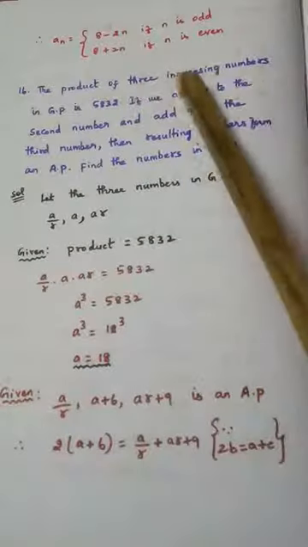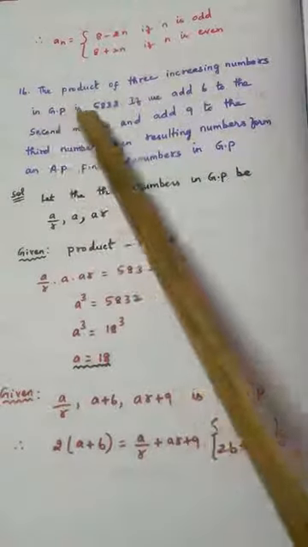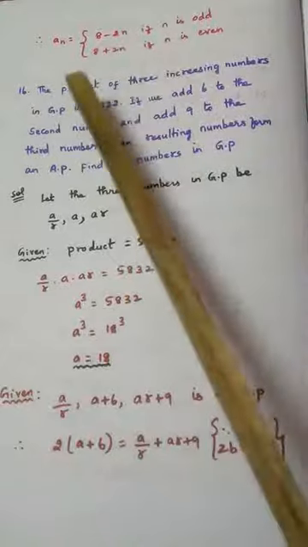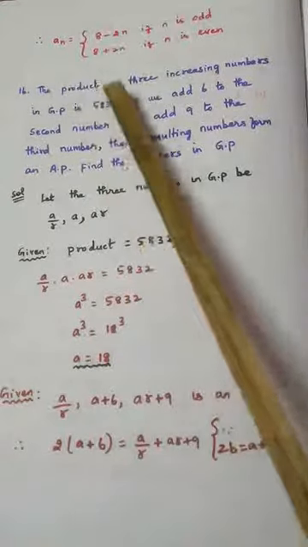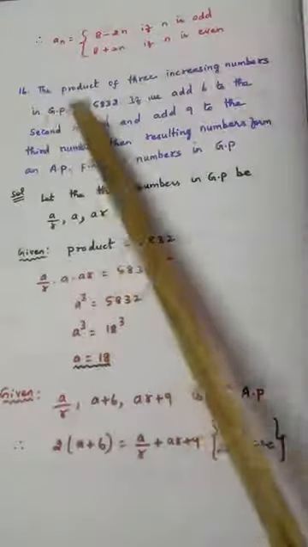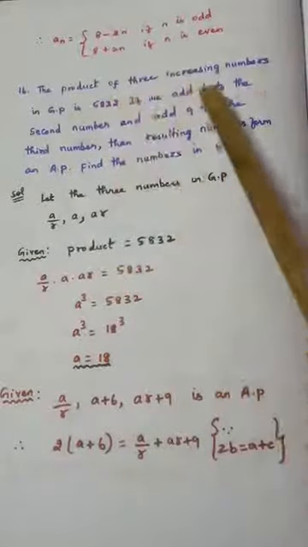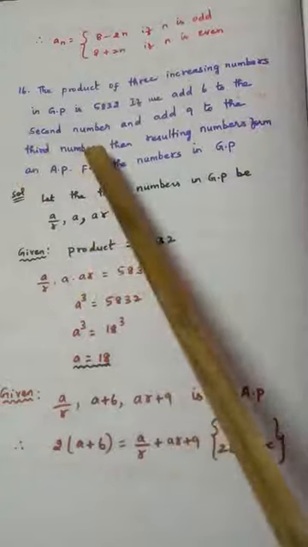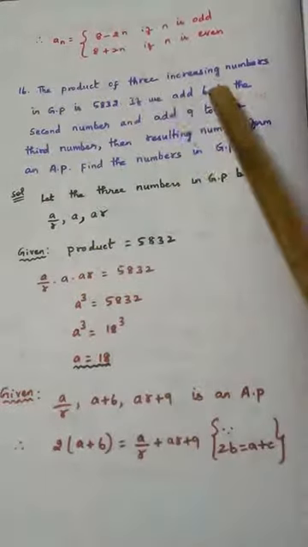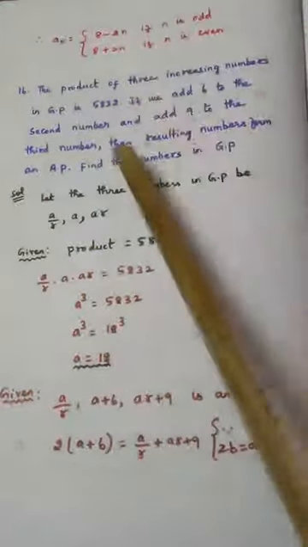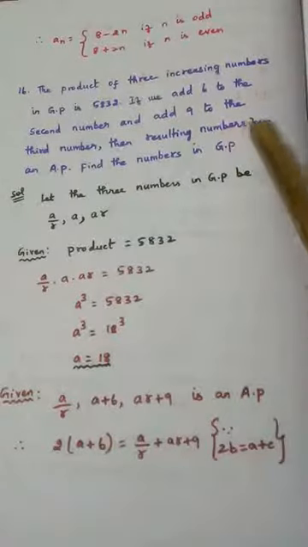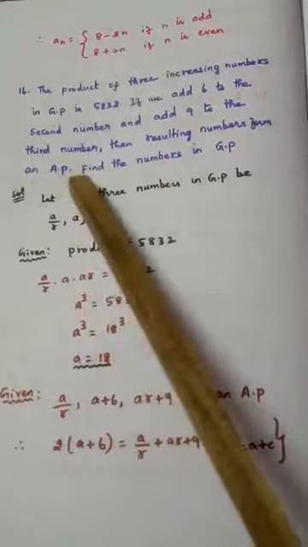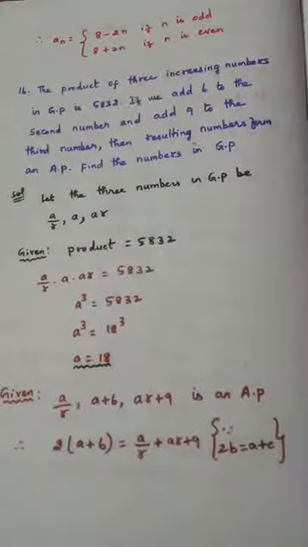The product of three increasing numbers in GP is 5832, which means multiplication of three numbers in GP is this. If we add 6 to the second number and 9 to the third number, then the resulting numbers form an AP. Find the three numbers, that is the question.